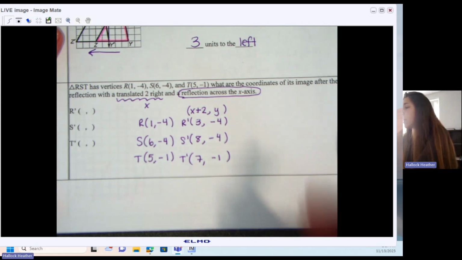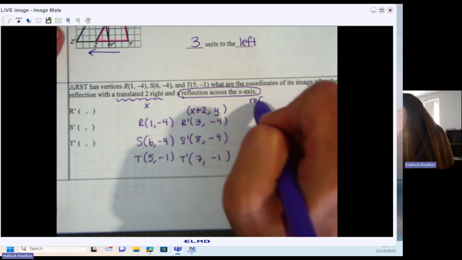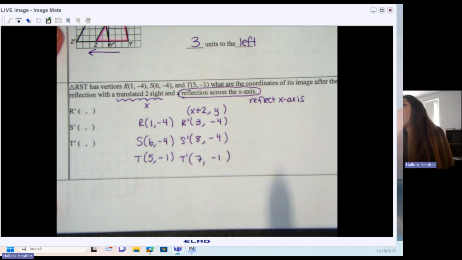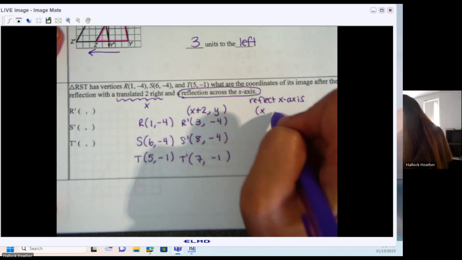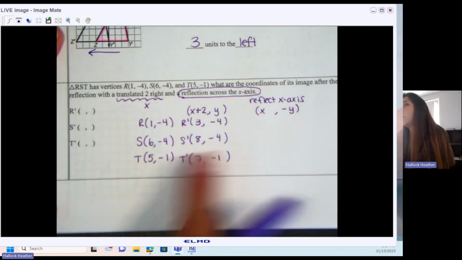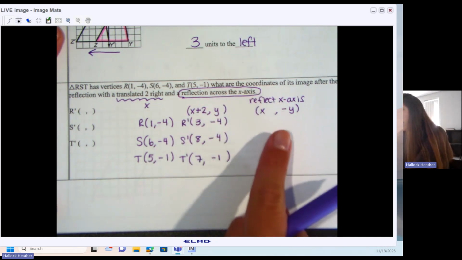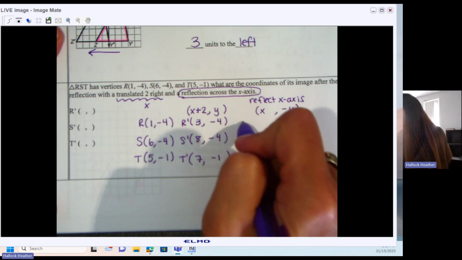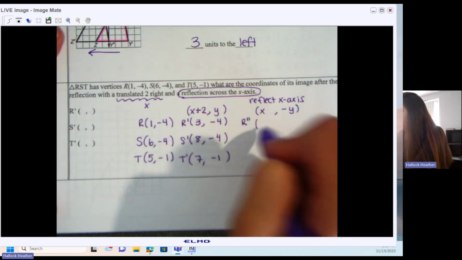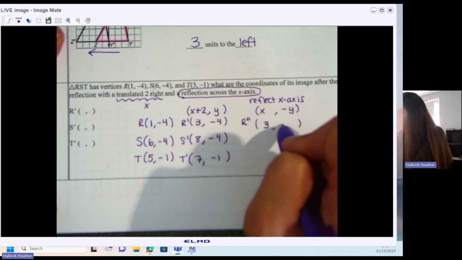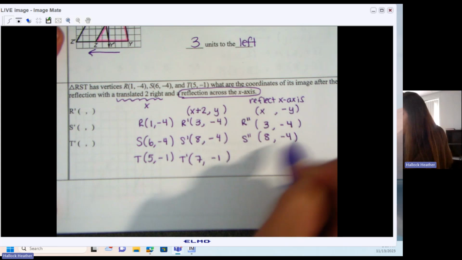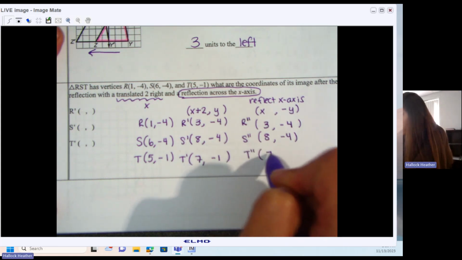The next part that we have to do is reflect across the x-axis. So if I reflect across the x-axis, the rule for this is that x does not change. Y flips its sign. I'm not going to use the original coordinate points. I'm using the points I just made, and I'm now reflecting them because it's 2 transformations in one problem. So this is why we're going to call it R double prime, because it represents the second transformation. So I'm not flipping it. I'm just going to rewrite it: 3, -4, S double prime 8, -4. I'm not flipping them. 7, -1.